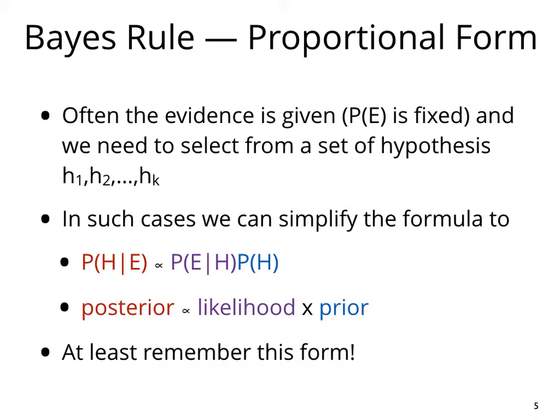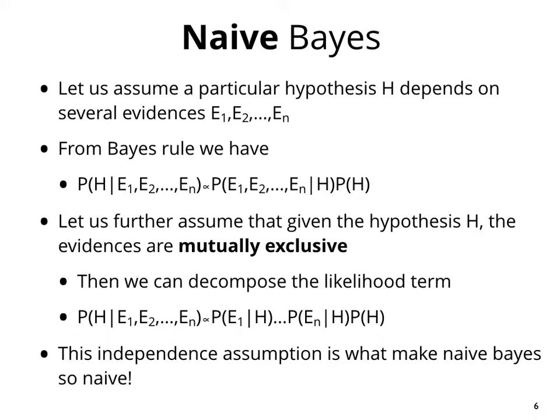So we don't actually need to compute the probability of the hypothesis given evidence. We can fix the evidence, drop that factor, and consider the relative sizes of P(E given H) multiplied by P(H). So it's good to remember this form of the Bayes rule, which is: posterior is proportional to the likelihood times the prior.